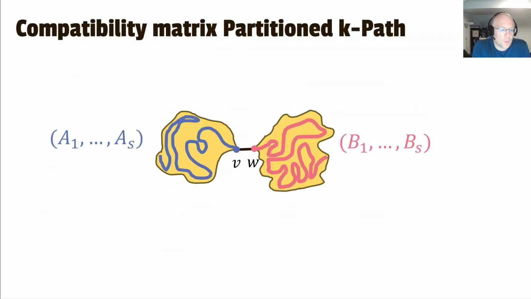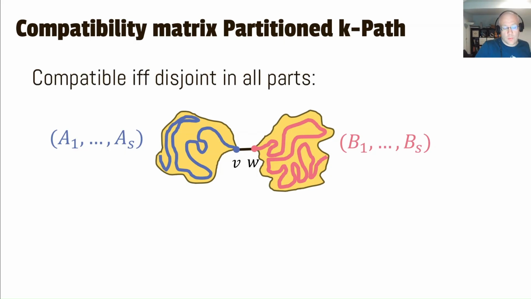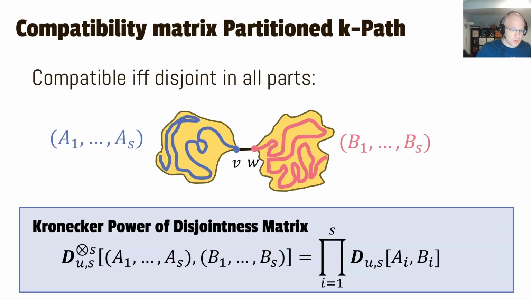Okay, so now the promised slide where we relate this. So we had this partitioned k-path problem. So now the k-path visits in each of these blocks of the partition a set of vertices, and now we need to know, of each of these blocks, which vertices are visited. So the fingerprint is now more naturally an S-tuple of sets. And two paths are now compatible if and only if they are disjoint in all of these parts separately.